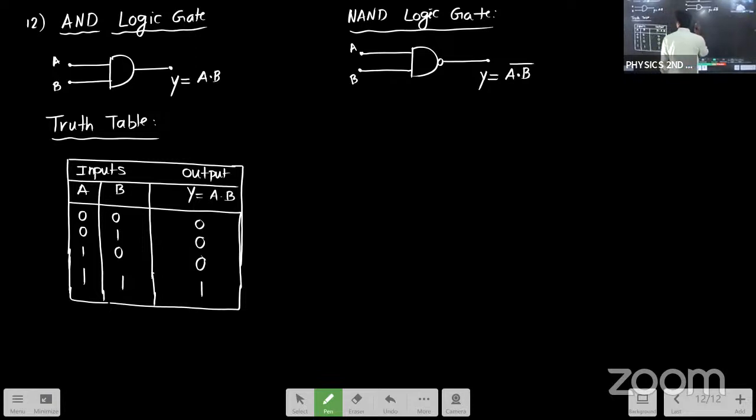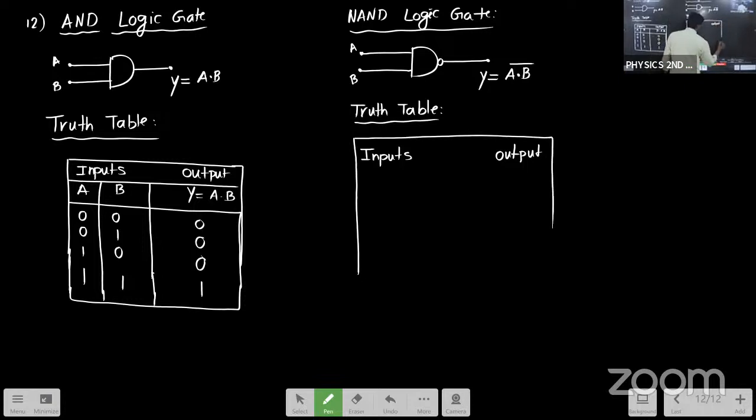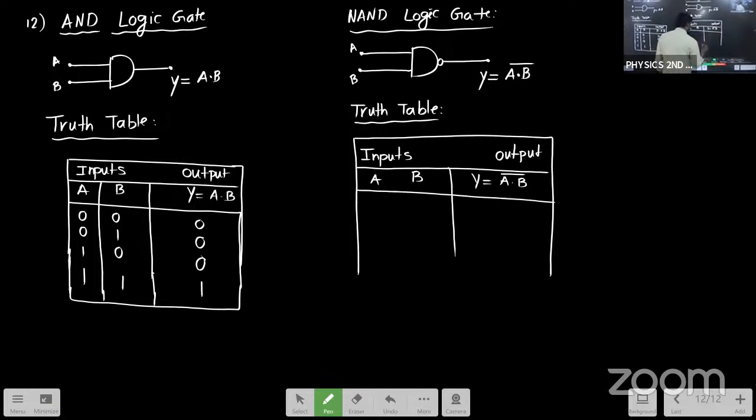Now let us see the truth table for NAND logic gate. Truth table for which logic gate? NAND logic gate. So how many inputs do we have? Here also we have two inputs. And how many outputs? Here also we have only one output. What are the inputs? The inputs are A, B. And what is the output? Output is Y is equals to A dot B bar. So let us see what the outputs will be here.